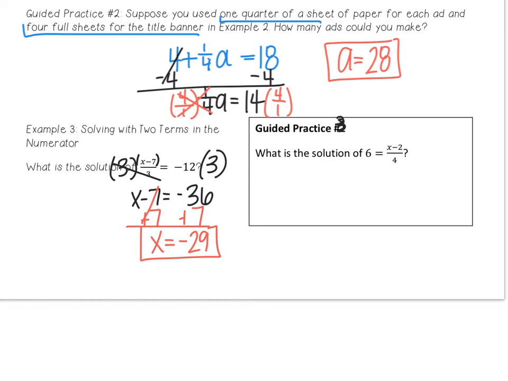Okay, for this one, your x is in your numerator here. You've got to get it out of the fraction. So the fastest way to do that is to multiply both sides by the denominator, and you get 24 equals x minus 2. Then if you add 2 to both sides, you can get x by itself, and you get 26 equals x.